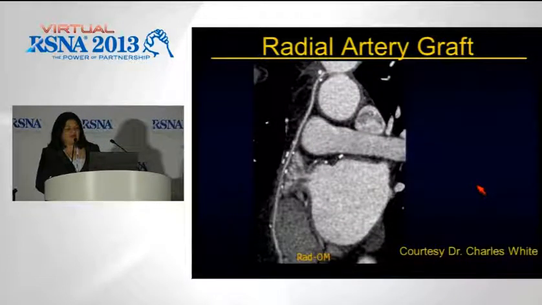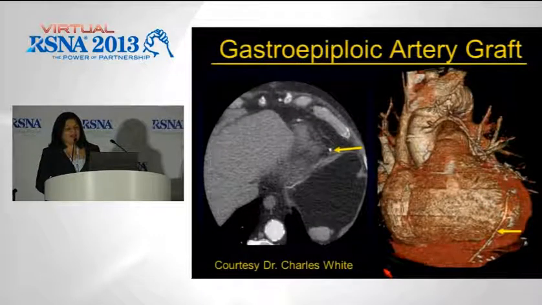Radial grafts are very rarely used. This was given to me by Charlie White. These you usually harvest from the non-dominant arm. There are lots of surgical clips along the course, so sometimes you can get artifact, and also they're more prone to spasm. And then this is one where it's a complex procedure using the gastroepiploic artery.